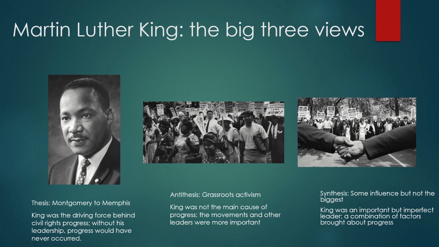And the third and final key view is the synthesis perspective. This is a bit more recent in historiography, very 21st century, which is this idea that actually there was equal importance, that the grassroots movement was important, but so was King, and he played his role as he should have done, and therefore brought it all together. And therefore, a combination of factors is the main reason for progress.